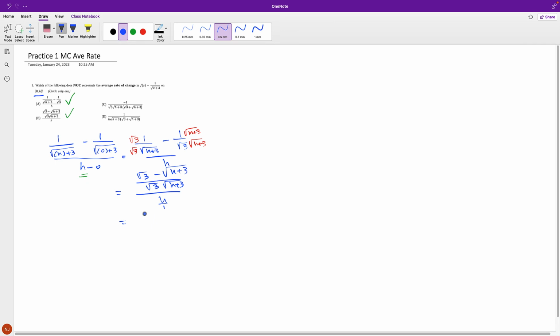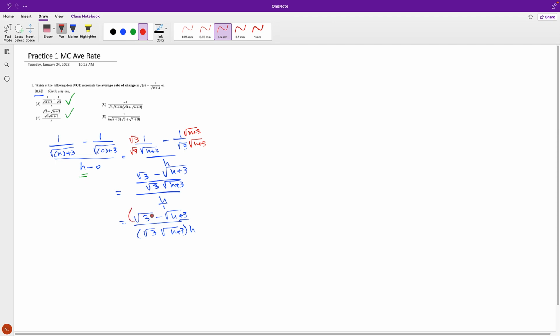Now I can remember that h is just h over 1, so a fraction over fraction I don't like. I multiply the numerator by 1 over the denominator, so it gives me square root of 3 minus square root of h plus 3 divided by square root of 3 times square root of h plus 3 times h, because it's 1 over h multiplying, so h goes to the denominator. Now it's time to do the conjugate thing.